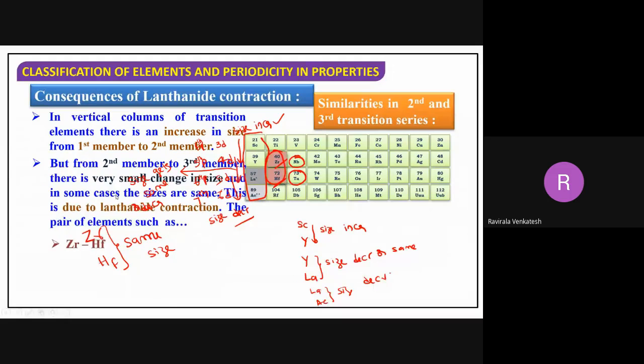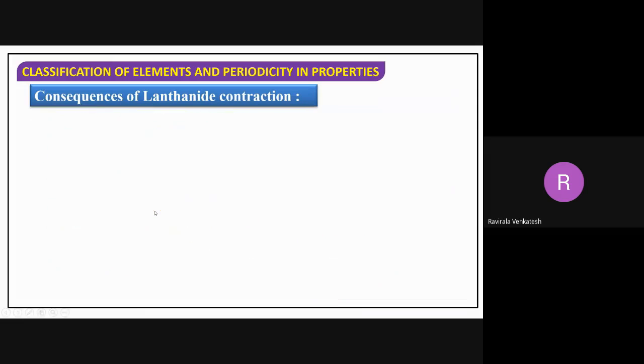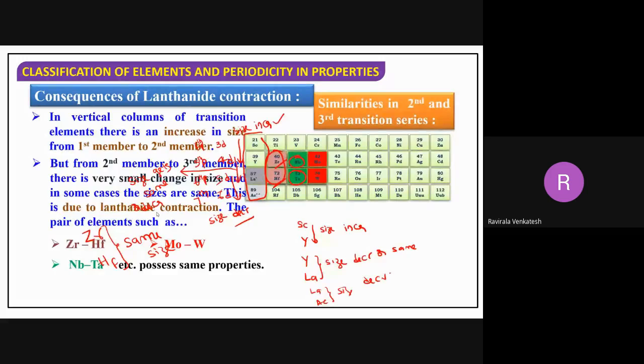Now let me take this part. If you observe this one, zirconium, hafnium, niobium, tantalum, molybdenum, tungsten, they have almost the same size in their groups here.